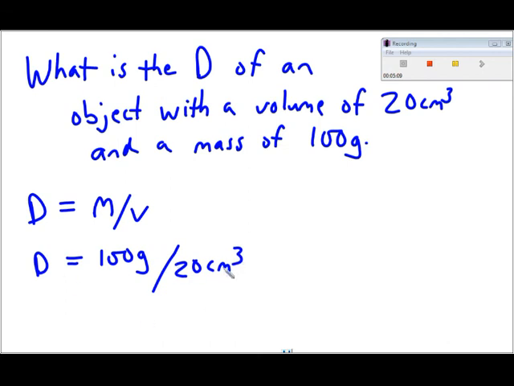Plug these numbers into our calculator. What's listed first, what's on top, goes in your calculator first. So 100 divided by 20 gives you 5. Then you need to know, what are my units? Look at your mass. It's in grams. So it's going to be 5 grams per whatever your volume's in, which is cubic centimeters. So 5 grams per cubic centimeter is my density.